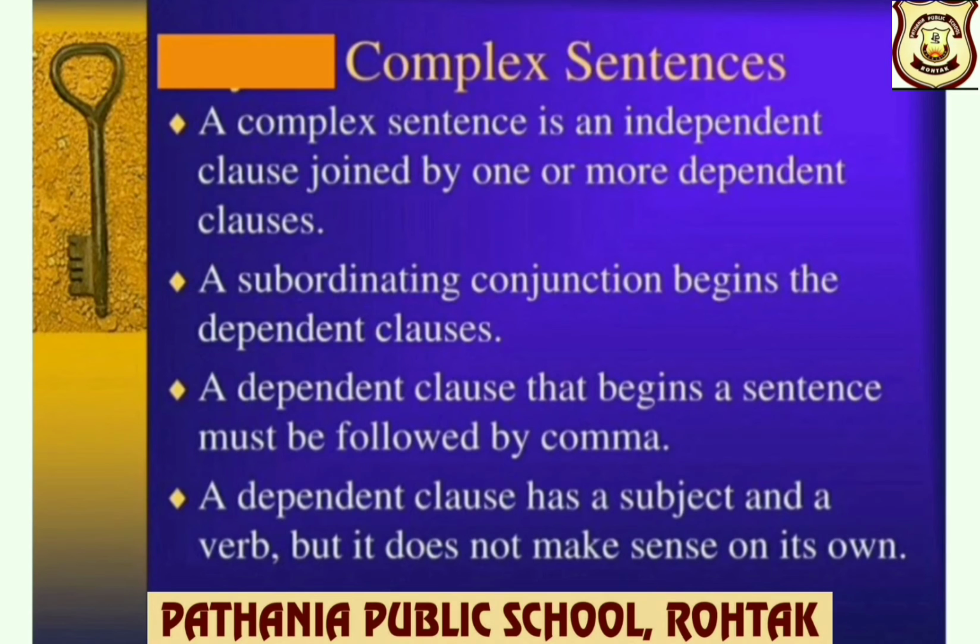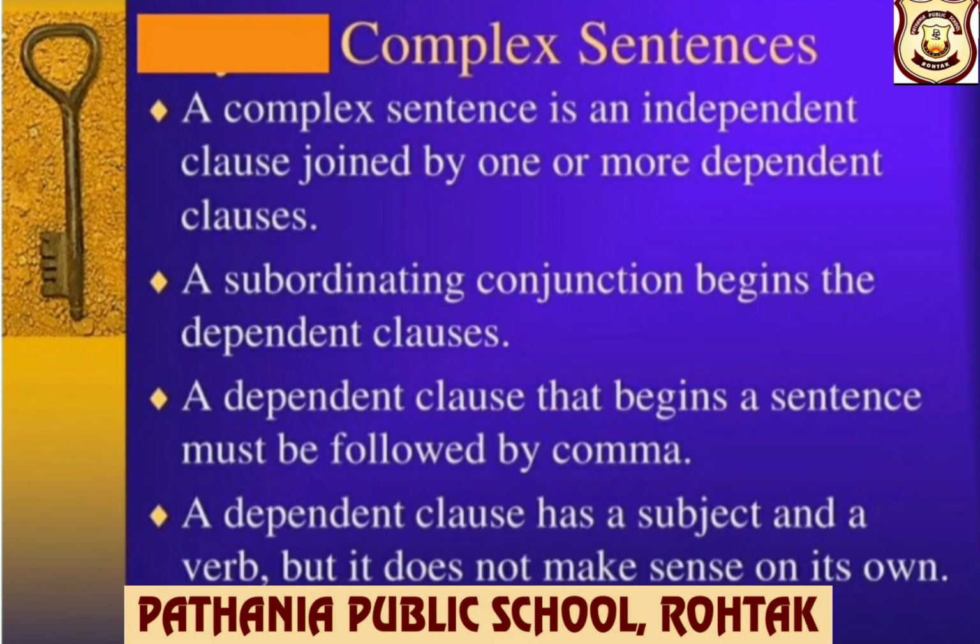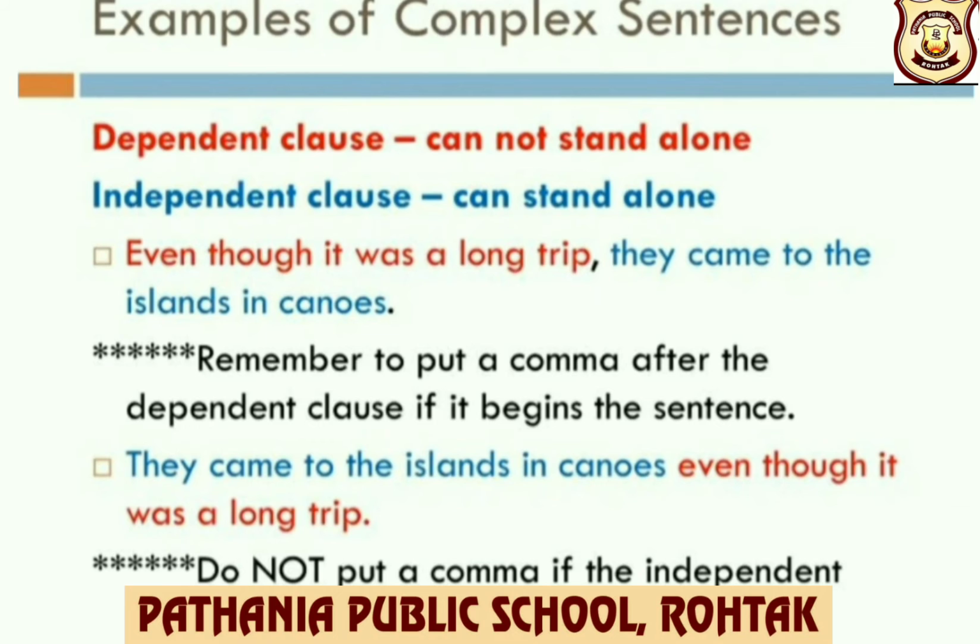Now let us understand the meaning of type 3 sentences, that is complex sentences. A complex sentence is an independent clause joined by one or more dependent clauses. In case the dependent clause is at the beginning of the sentence, it should be separated by a comma. Though a dependent clause has a subject and a verb, it does not make sense on its own. Children, remember, a dependent clause cannot stand alone. An independent clause can stand alone.